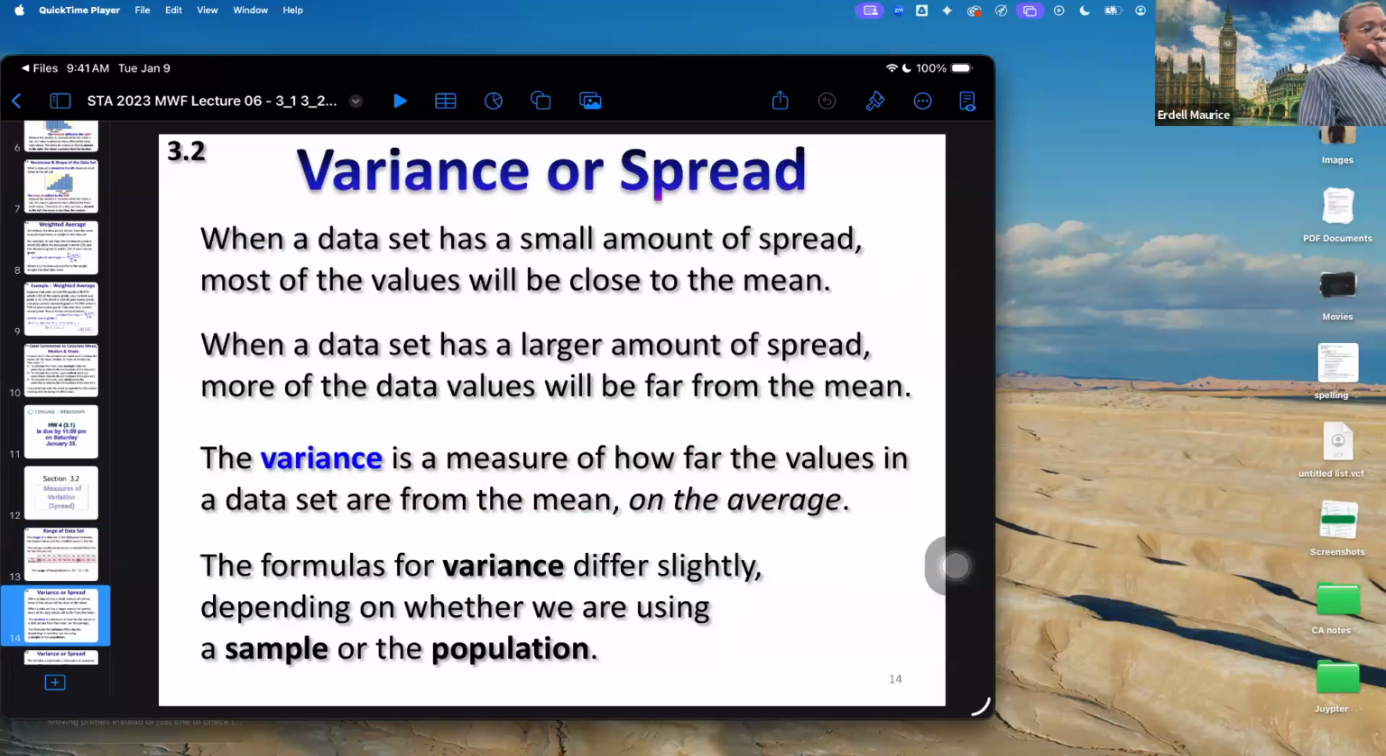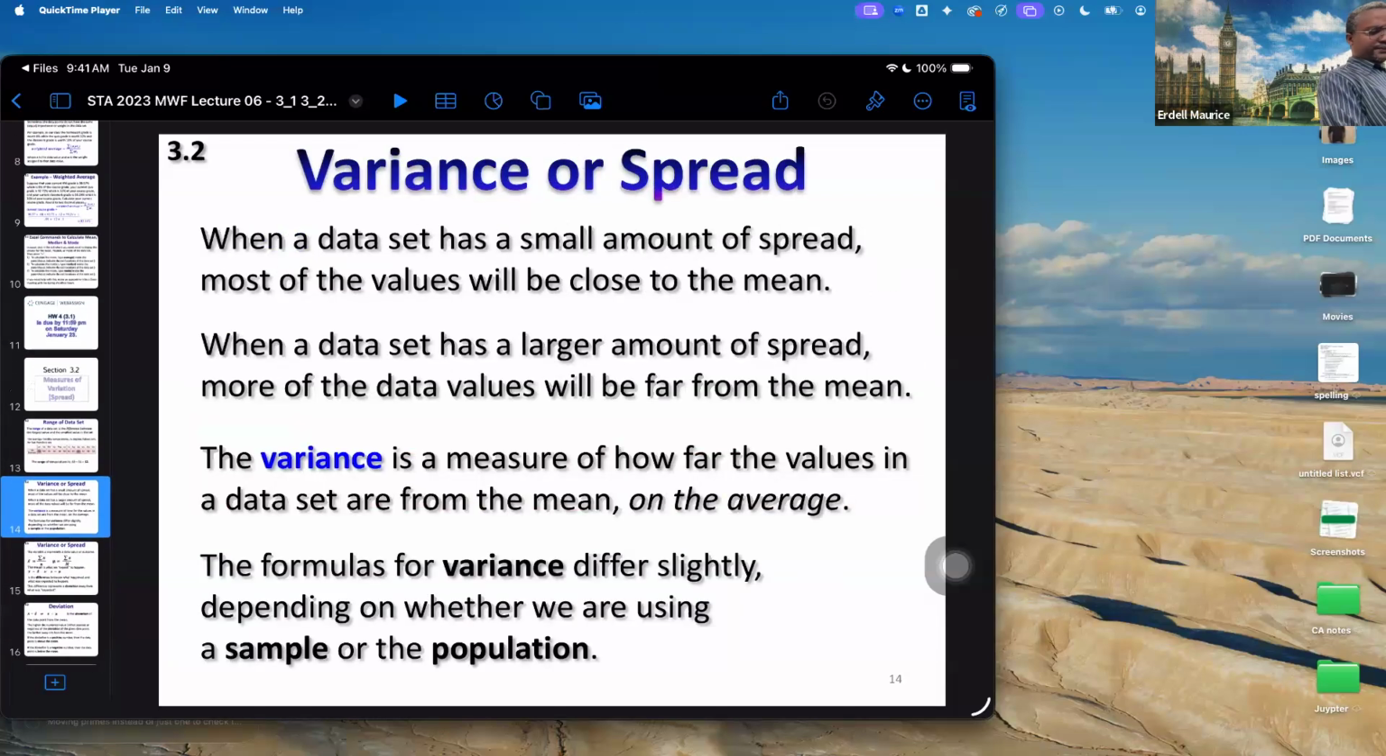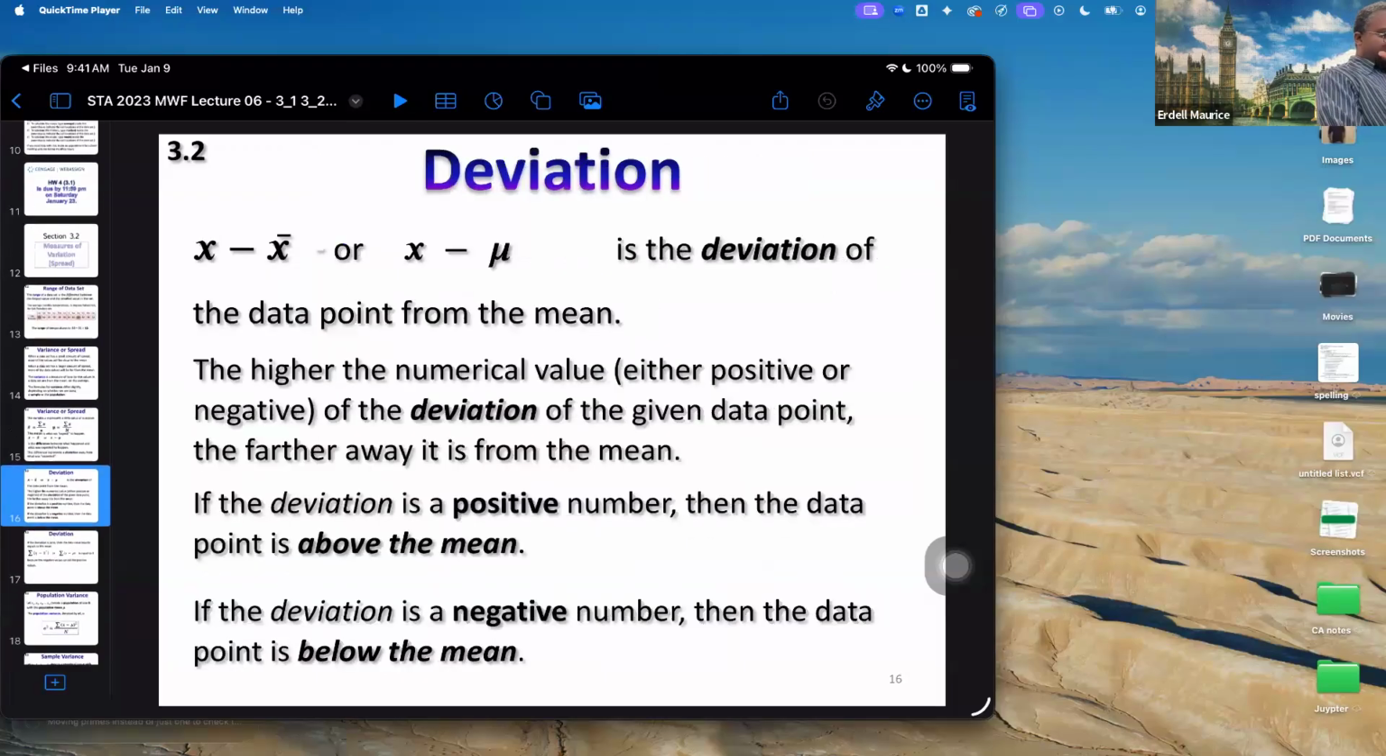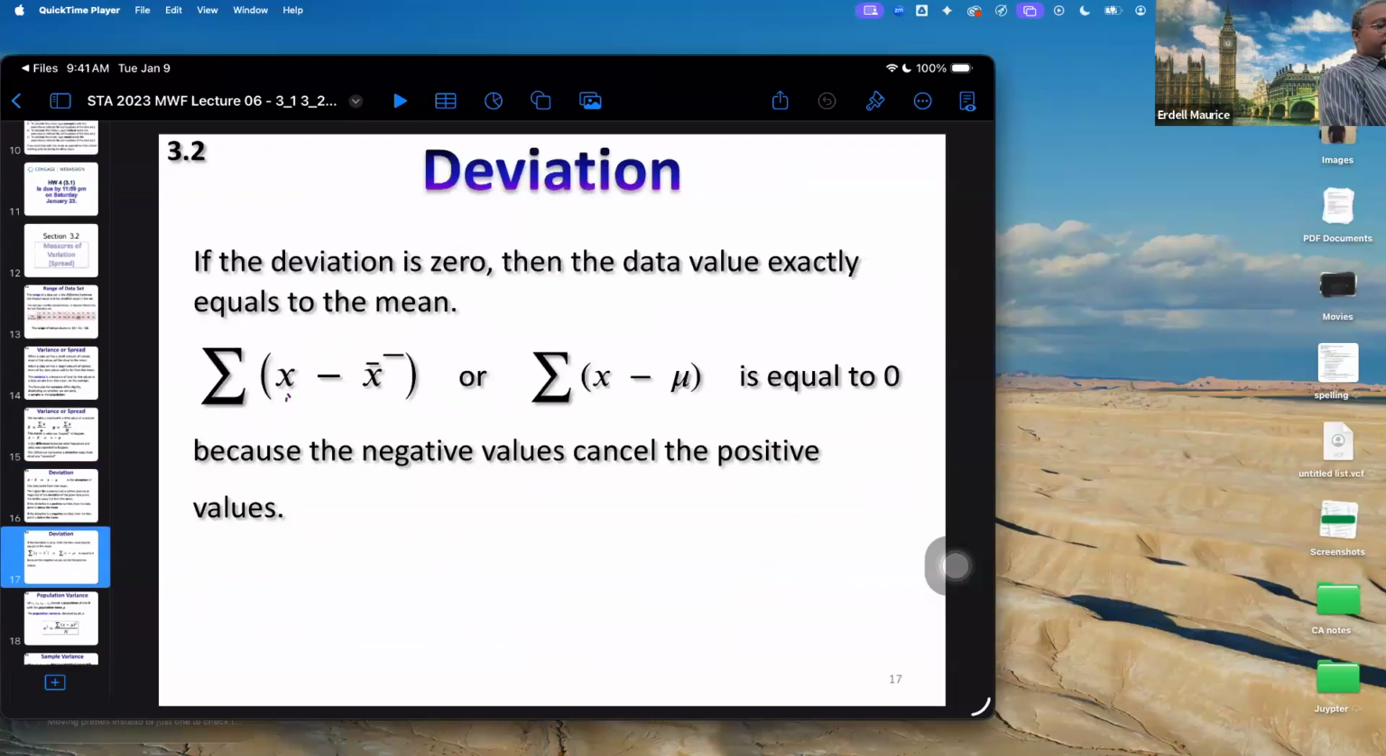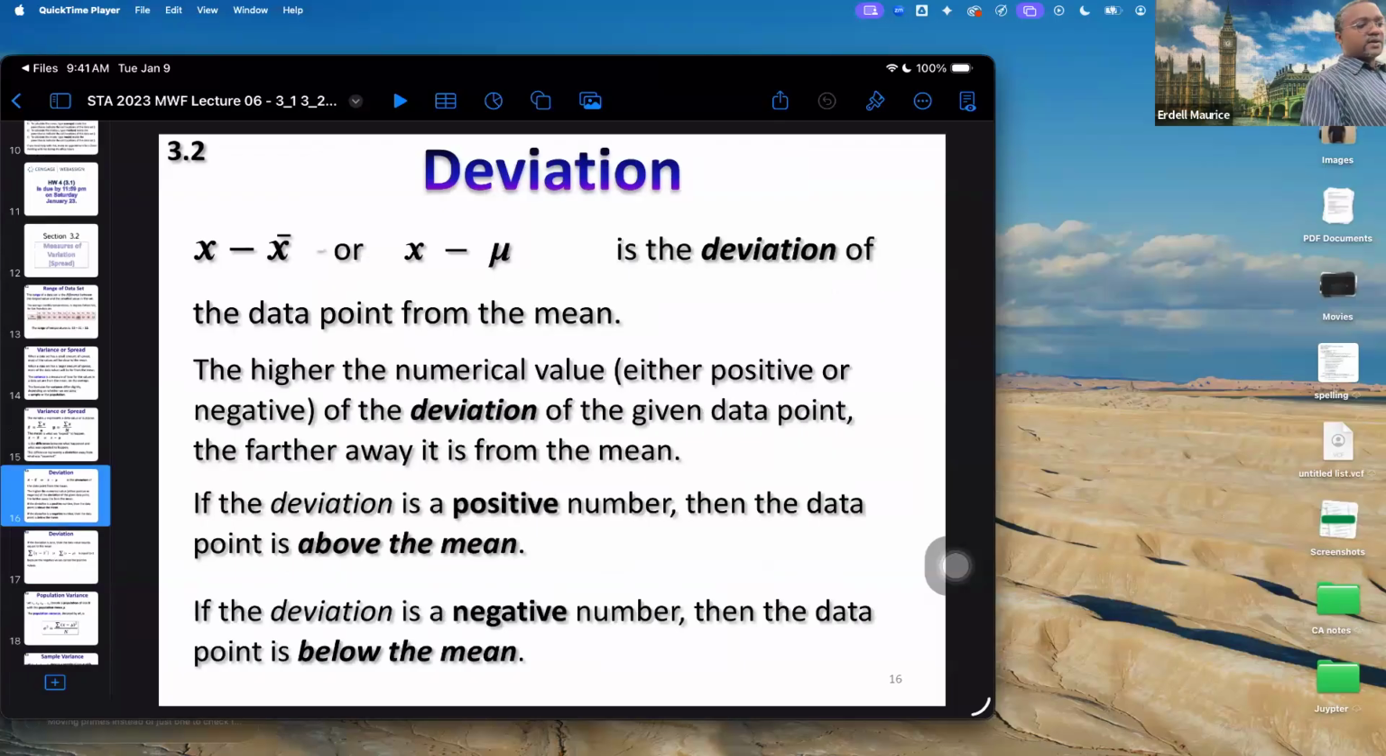Variance. Before we do variance, we need to do something that's called a deviation. Anyone knows what a deviation is? A deviation is the difference between your scores and your mean. Your deviation is the difference between the score and the mean.